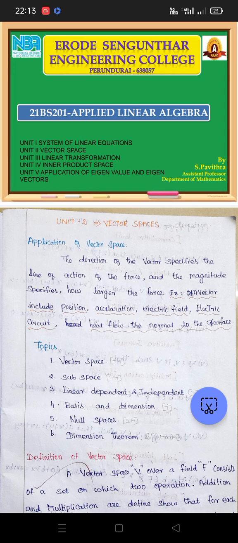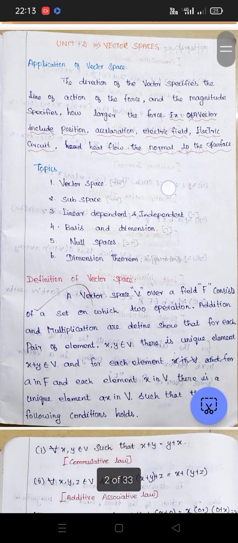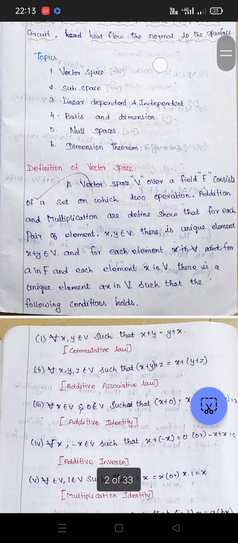The fifth topic is null space. It includes the column space, R of T, N of T, etc. The sixth topic is the dimension theorem. Here, stating and proving the dimension theorem is an important 7 mark question. So next we can discuss the definition of vector space.